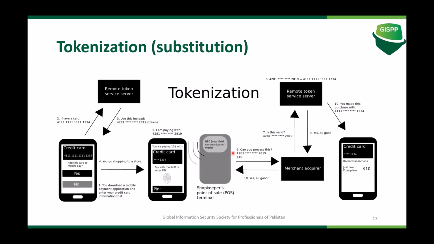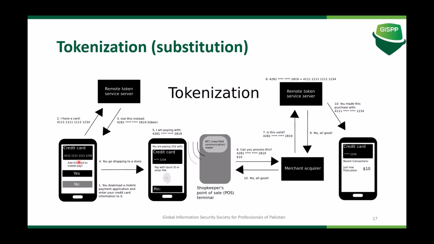What happens is that the application, if you look over here, number two, is now calling a remote token service server. And it's saying, I have this credit card starting with 411111, and it sends that information to the token server. Now the token server says, hey, don't use this number, use this token instead. And in three, the remote token service server sends a token starting with 4821 back to the application.